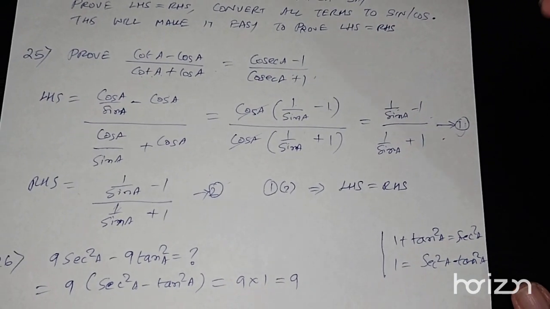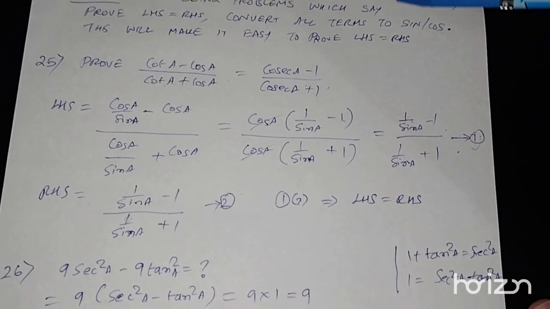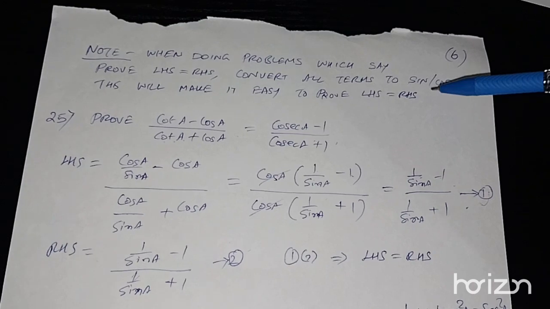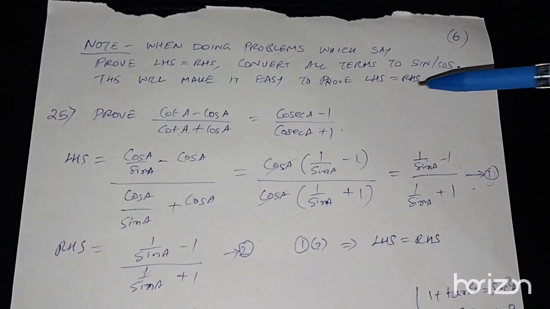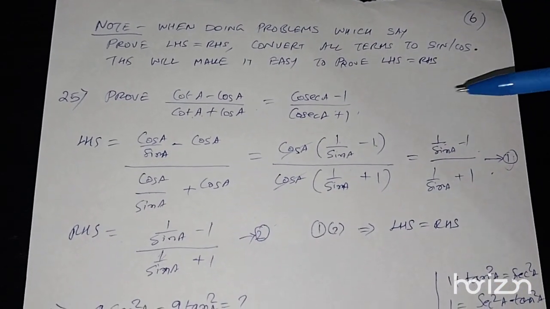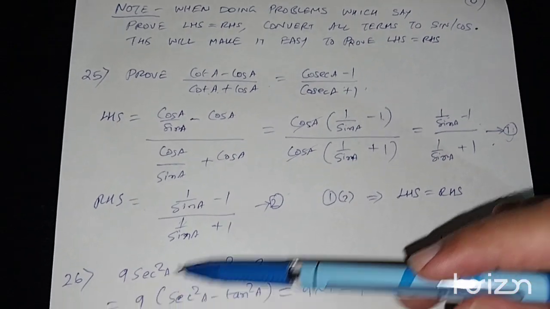Please remember this technique, it is very important. Write all the terms in terms of sine and cos, and it will be easy to prove that LHS equals RHS. Now let's look at this problem.